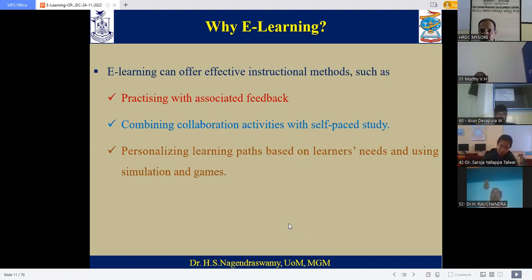Okay, so that's how even in online mode or e-learning mode also, we can have a collaboration activity with the self-paced study. How much time we can spend to study a particular subject of interest, it all depends on our available time and our capability in understanding that particular concept, right? So that's how it is possible with e-learning to define that. So personalizing learning paths based on learner needs and using simulation and games. Okay, I already mentioned with visualization, with gamification, with simulation of games, right? So we can personalize learning paths based on the learner's needs.